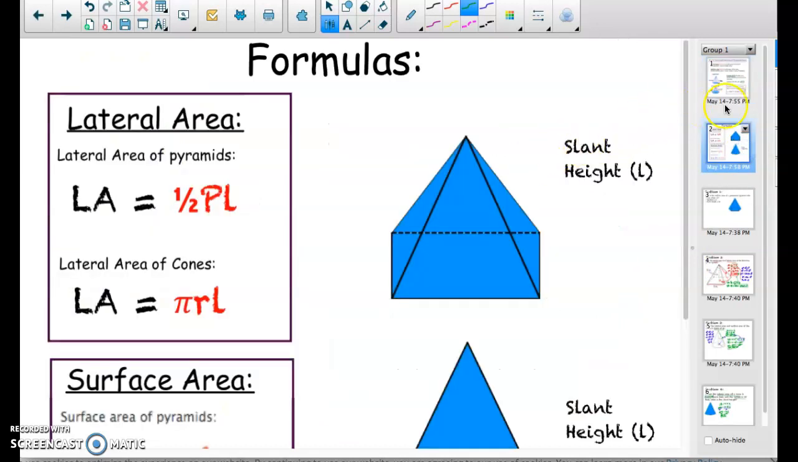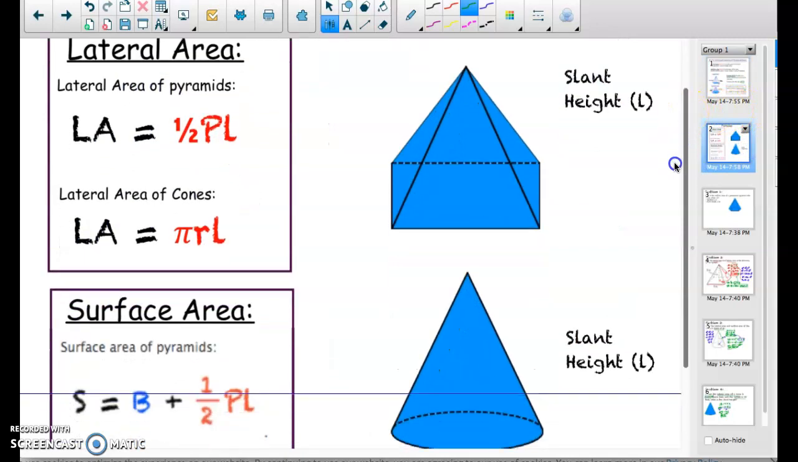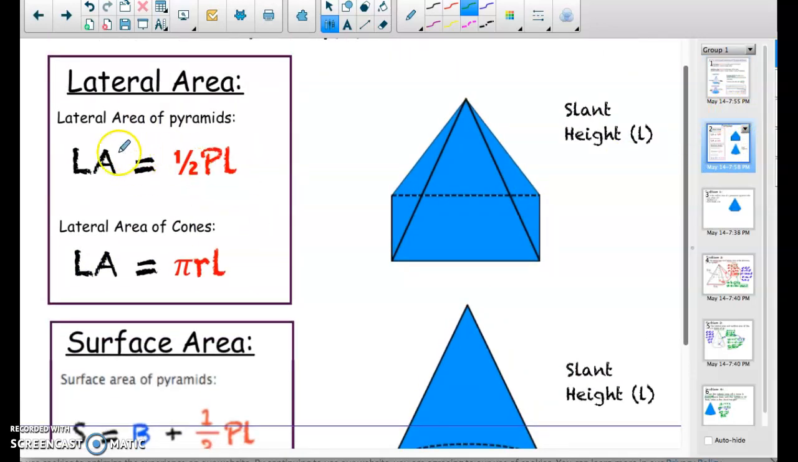Now here are the formulas that you're going to need for this section. There are two formulas, one for each shape, for lateral area, and two formulas, again one for each shape, for surface area. We are going to talk about lateral area first here. The lateral area for each of these is kind of similar.